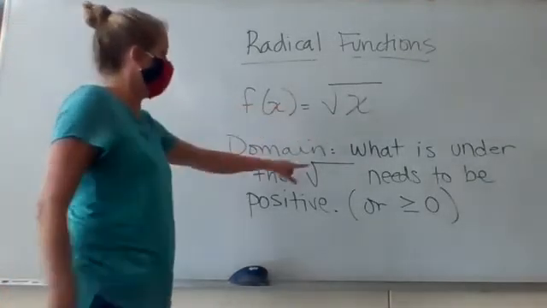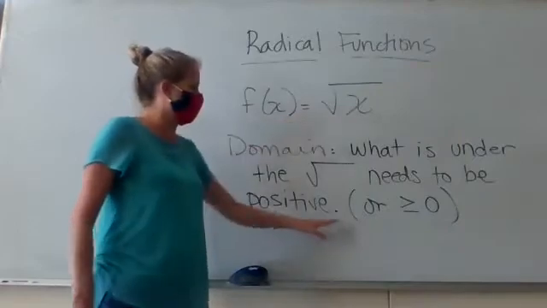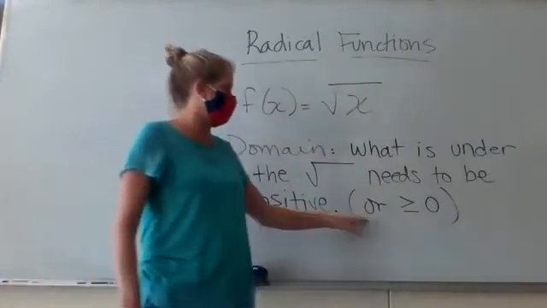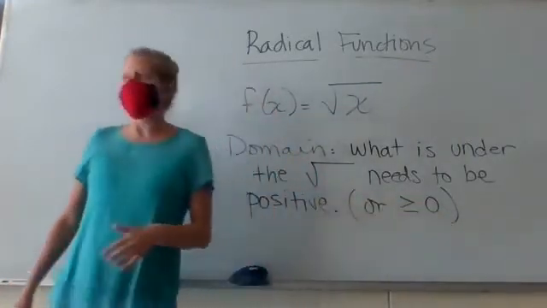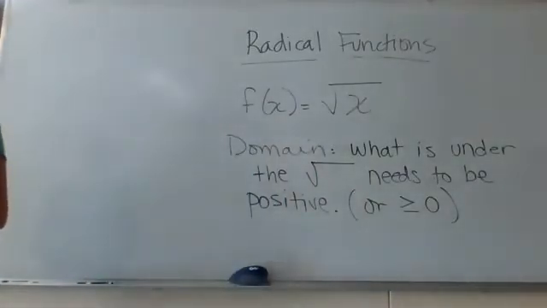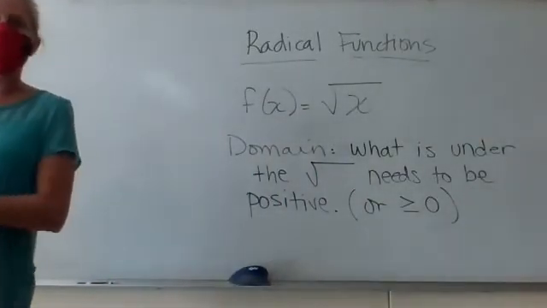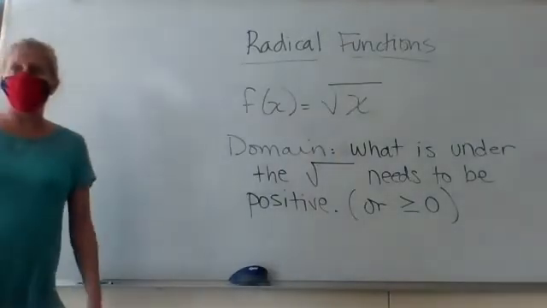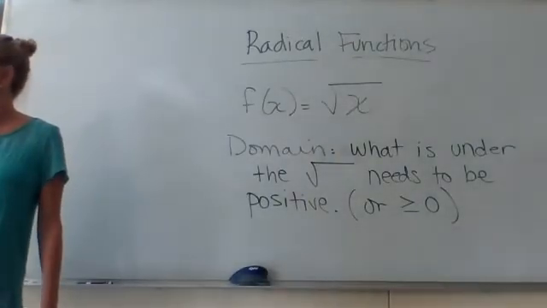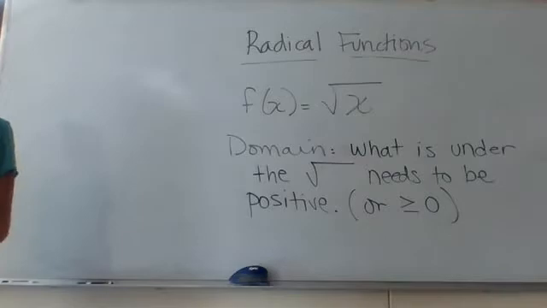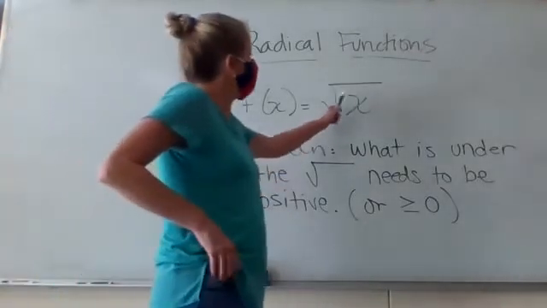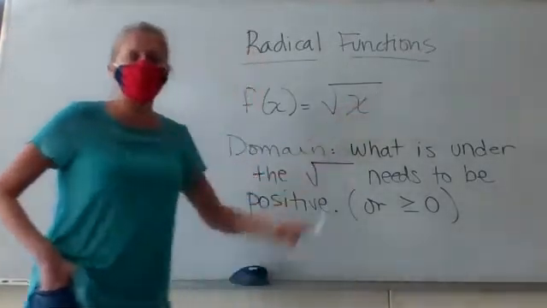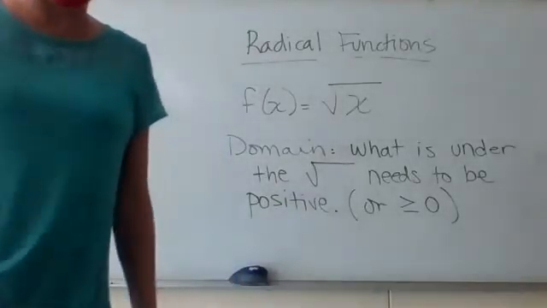So what is under the square root needs to be positive. Another way to say that is greater than or equal to 0, right? That's what makes you positive, is if you are bigger than 0. If you are less than 0, you are a negative number. So that's what we need to steer clear of, are any numbers that make what's underneath the square root turn negative.